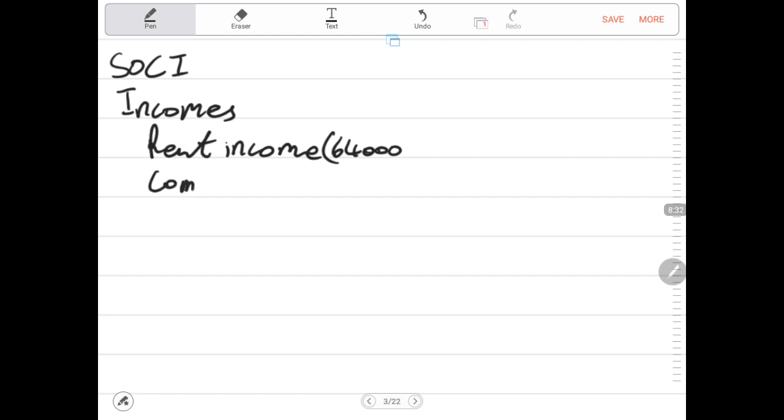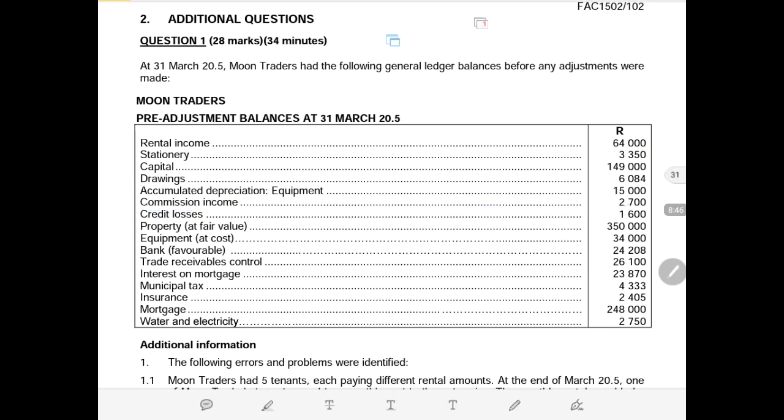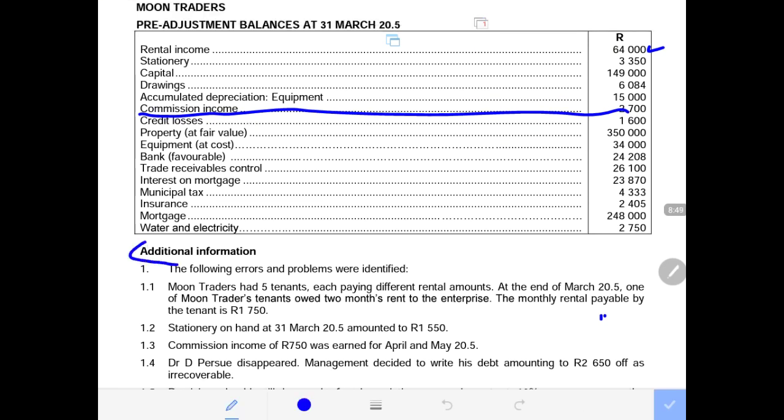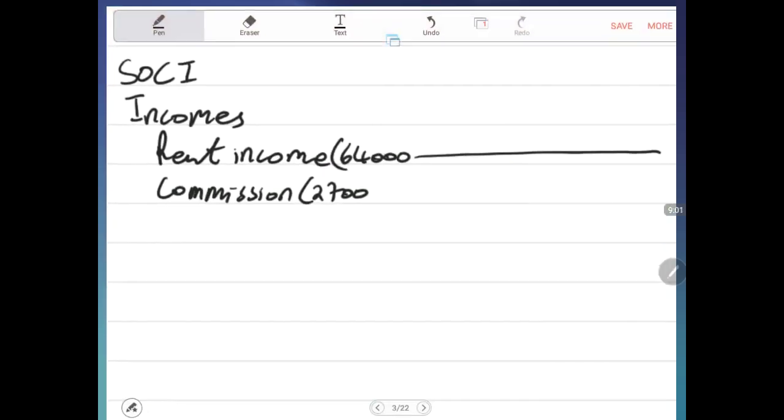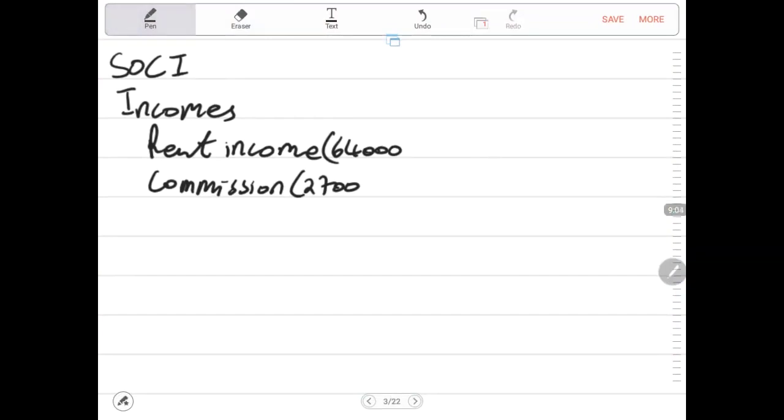Then we have commission income, it is 27,000 rands. Why am I not writing this under total? Because I know that there is still what is called additional information, which is sometimes called adjustments. So in the additional information, we will be adjusting the amounts that are affected by the adjustments. At this point in time, I don't write the amounts under total because I expect that there might be adjustments coming. I might plus here, I might plus here, I might minus, I don't know. But I'm just writing what is given in the trial balance.